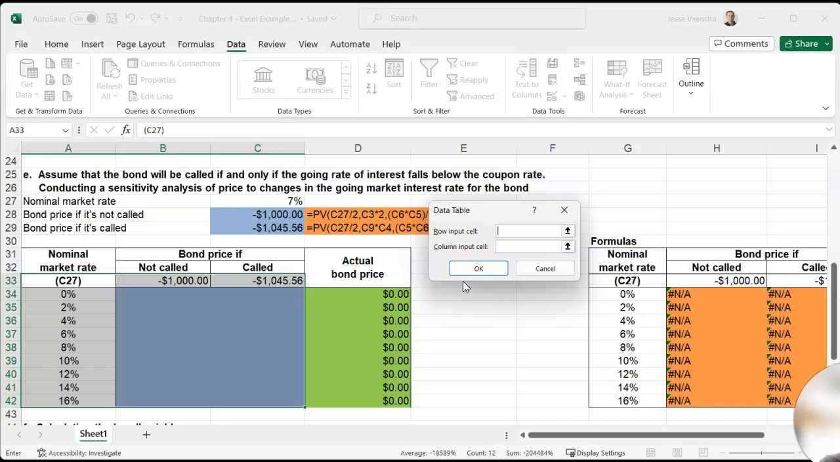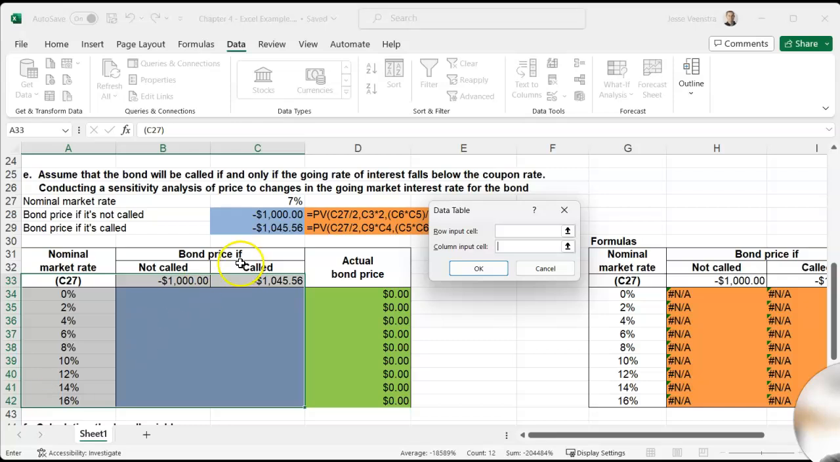Now, does the market rate, the interest rates, show up in a row or a column? 33, that's a row, A is a column. Well, in this case, our differences of 0, 2, 4, 6 are in a column. So we are inputting numbers from a column. Now, second question is, what are we changing? Well, we're changing the interest rate.